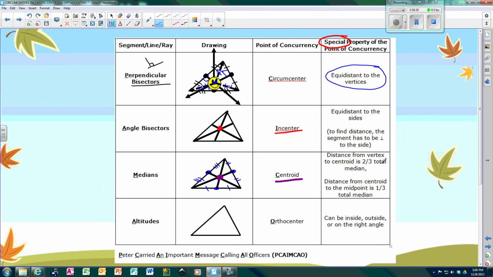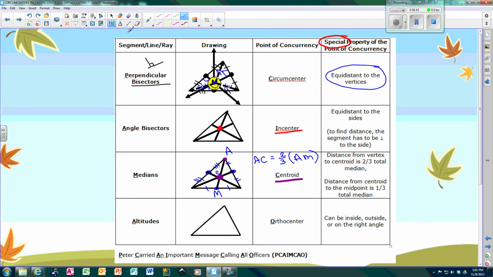And what's cool about the centroid is that this top distance right here, the one that starts at the corner and goes down, is 2/3 of the whole thing. So if you thought about it, if I called this A, and I'm going to call this centroid C, I'm going to call the midpoint M, then I would say that AC is 2/3 of the whole thing, AM, which means this piece down here would be 1/3.